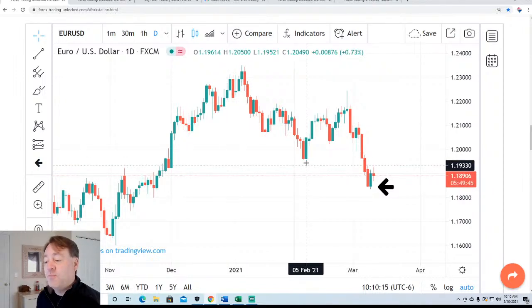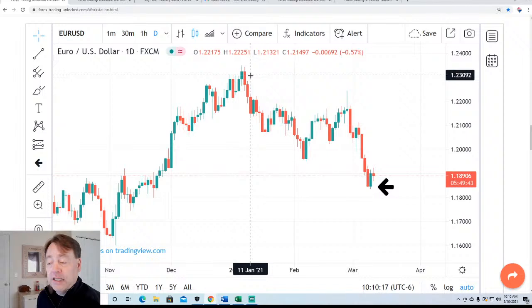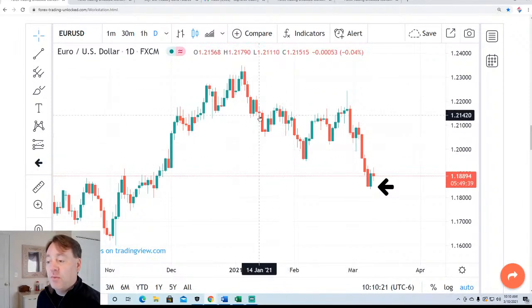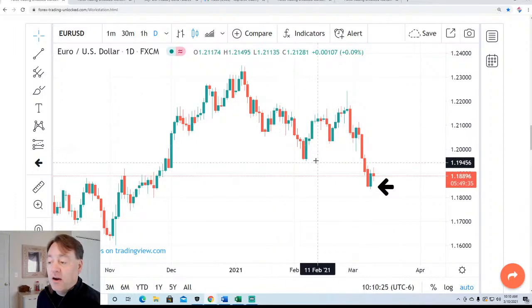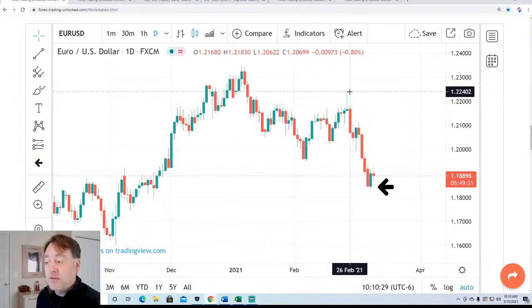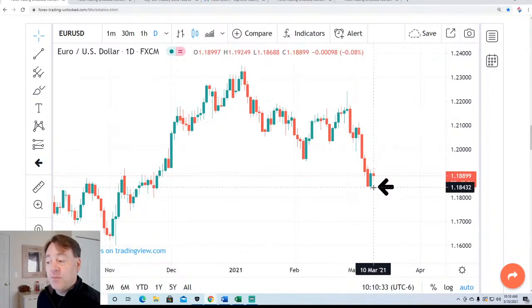Now, this market has been in a bear market since the beginning of January. Remember, we topped out in January. We've been making consecutive lower move lows and lower move highs. We made a significant low at the beginning of February. We rallied and topped out at the end of February. And since then, the Euro US dollar has been in a free fall until yesterday.